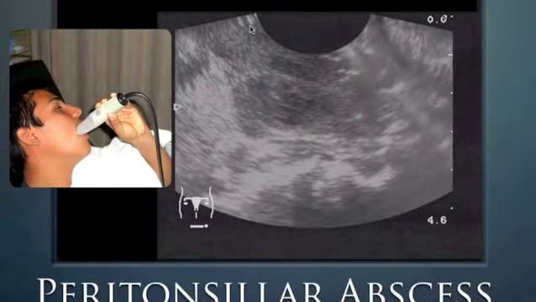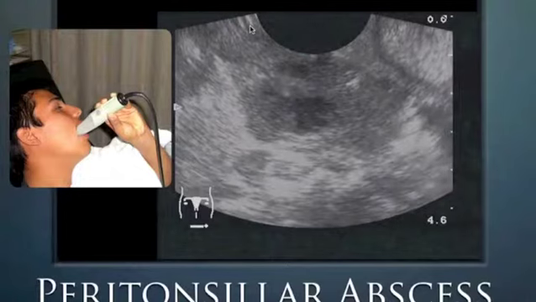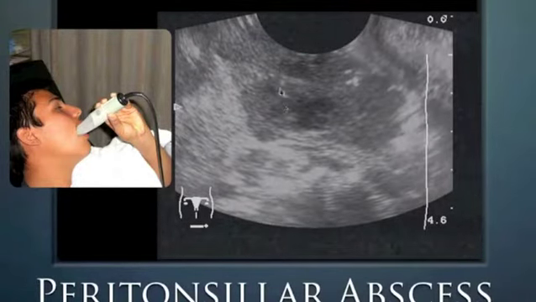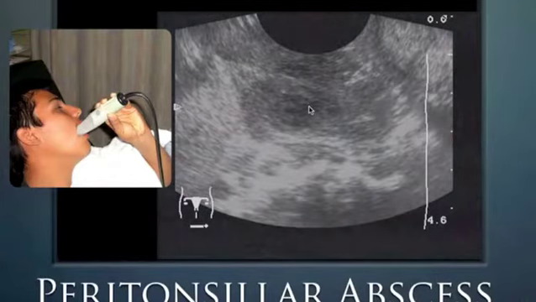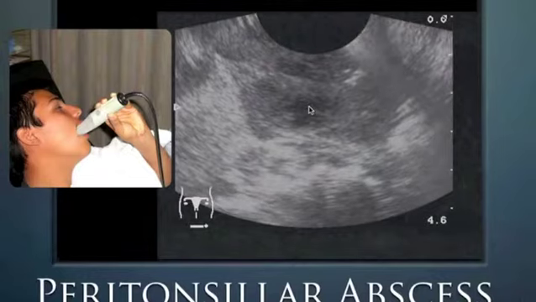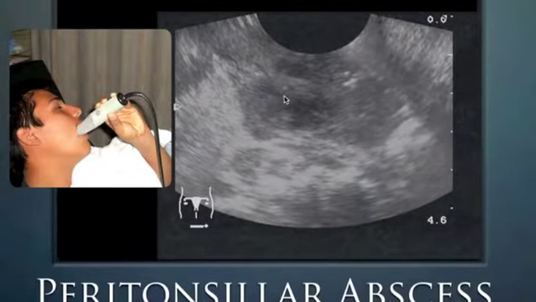I usually give the patient a milligram of Versed and some hurricane spray in the back of the throat, and then we can guide the needle actually right down to the abscess. So ultrasound is good for not just confirmation of the peritonsillar abscess, but also guidance of the needle to the abscess to assist in the drainage.